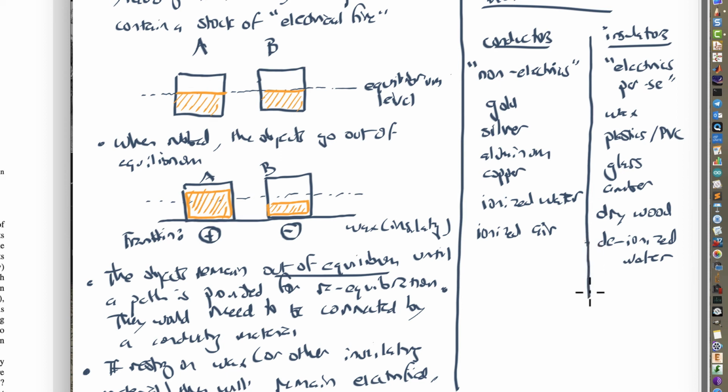And by the way, these are general classifications, but certain things are better conductors, certain things are worse conductors, certain things are better insulators, certain things are worse insulators. So there's a continuum here, but we tend to classify things like this. Okay, and maybe for the sake of completeness, I should also mention at this point semiconductors, which play a very important role in modern technology.